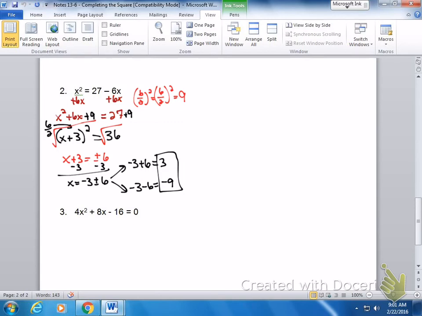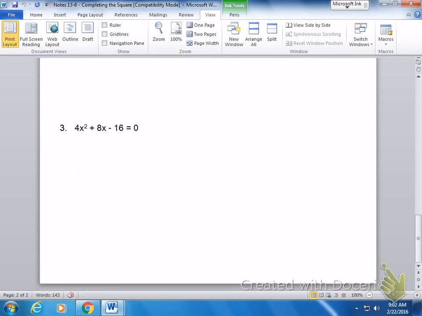Now let's look at one more. Number 3. We have 4x squared plus 8x minus 16 equals 0. And again, our first order of business is to add that c to both sides. And let's leave our space. So I have 4x squared plus 8x equals 16.